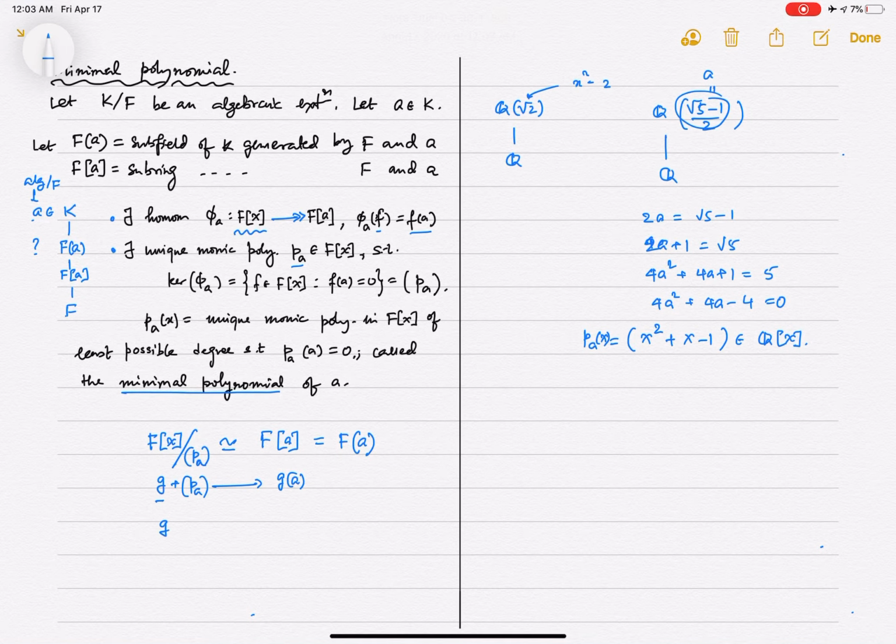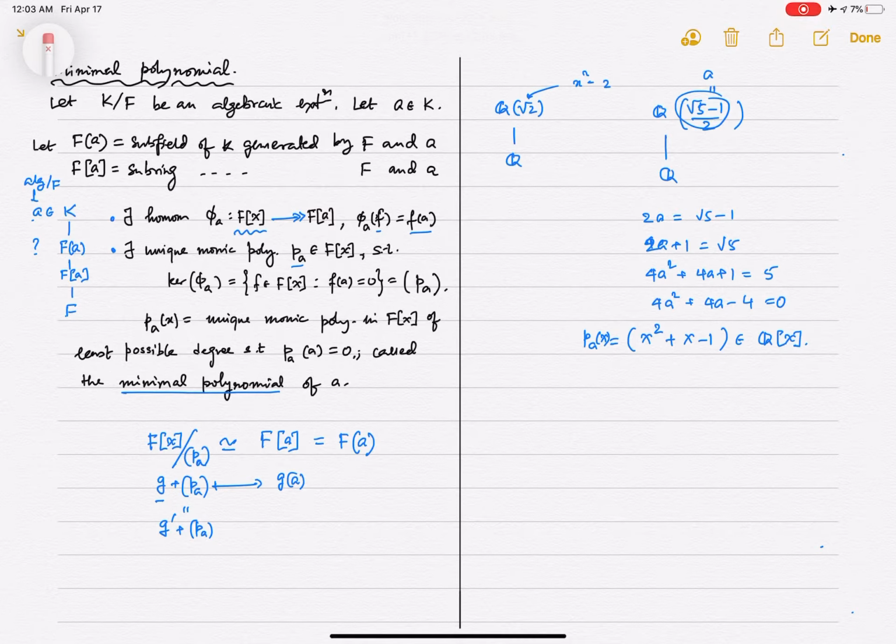If you take two representatives, g and g prime, which are in the same coset, then g and g prime differ by some multiple of p_a, so h times p_a. If you evaluate these at a, you get the same thing, because you'll get h(a) times p_a(a), but this is 0. See? So this map is well defined, and that's the isomorphism.